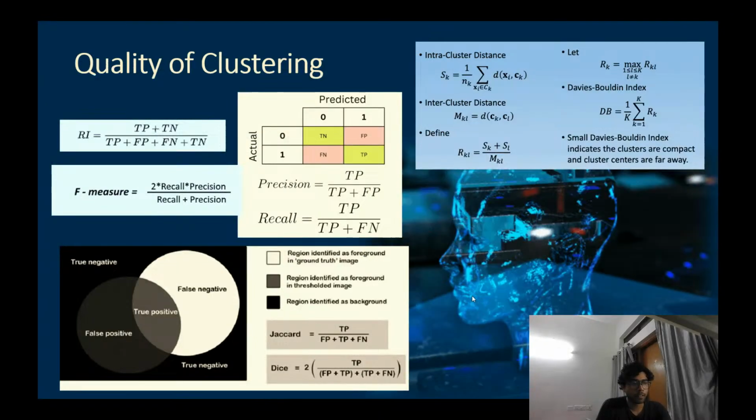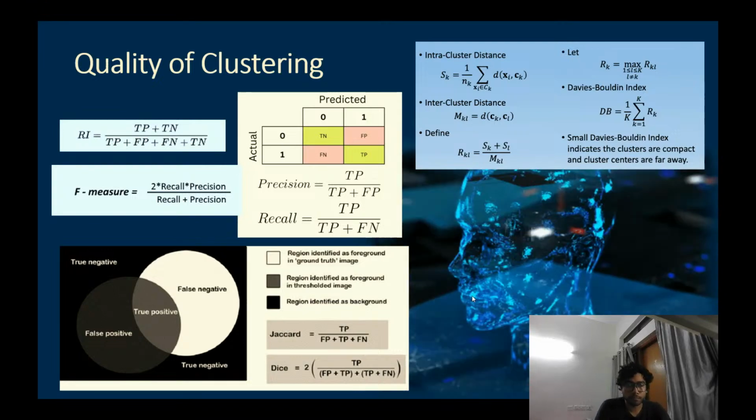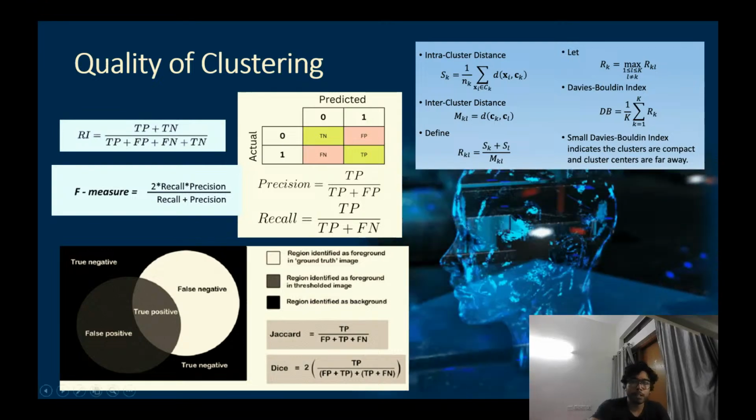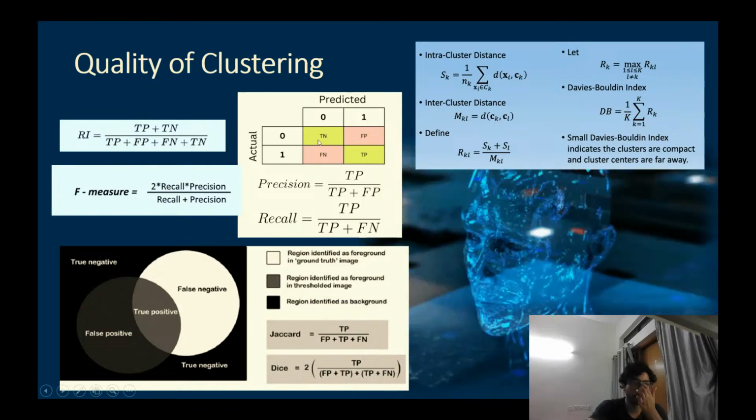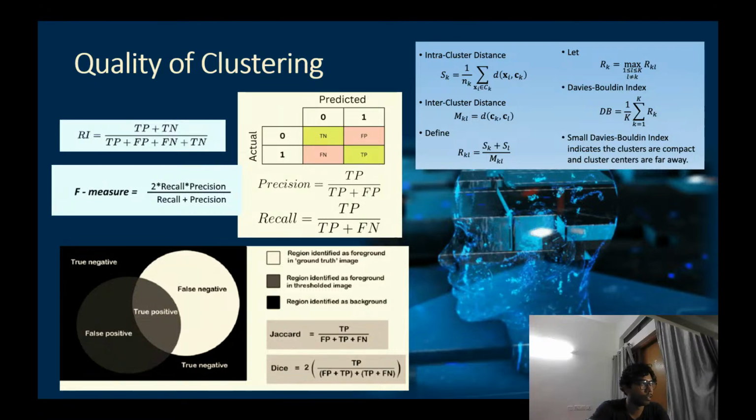Now, to check the quality of clustering, I think we have discussed the confusion matrix many times during our course, right? So I will explain it again. Basically, when you are classifying some problem, you have some mismatch between your actual value and the predicted value. So if the actual value is one, you predict.